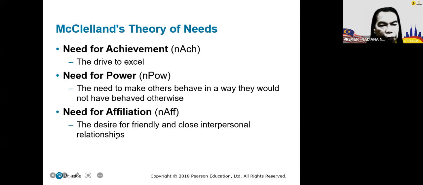Number 3, need for affiliation, nAFF. That is the desire for friendly and close interpersonal relationships. Those who have this kind of characteristic find it very easy to get friends and also have very good interpersonal skills. They fall under the need for affiliation. Okay.